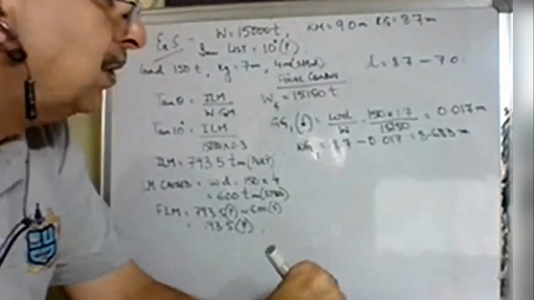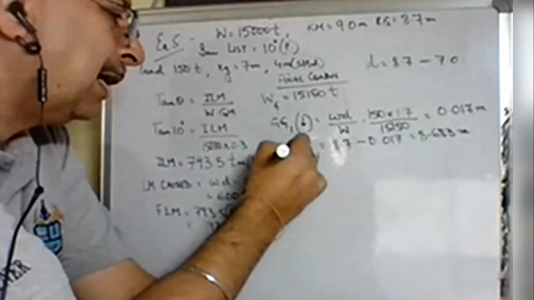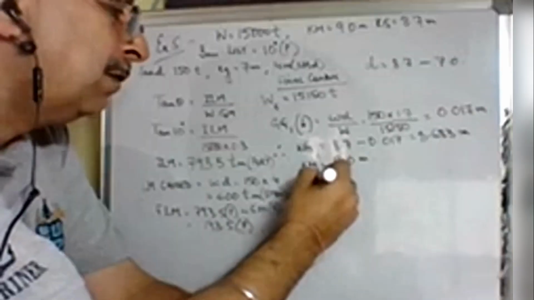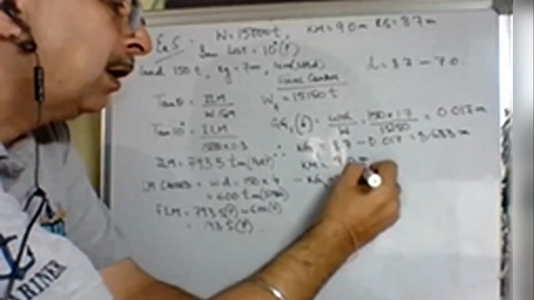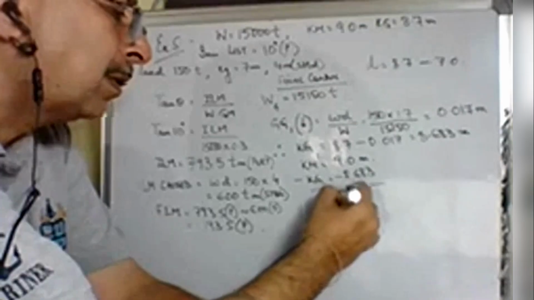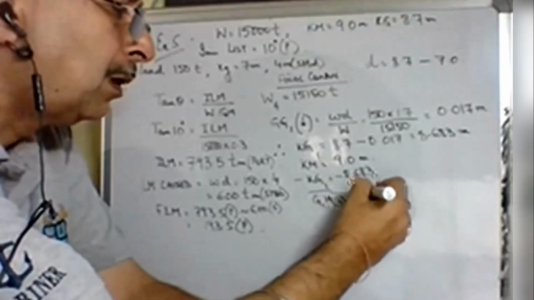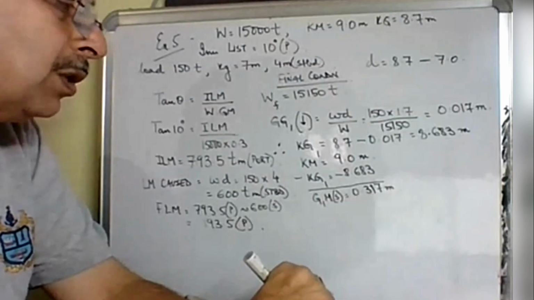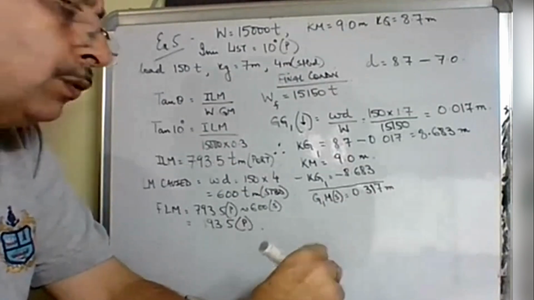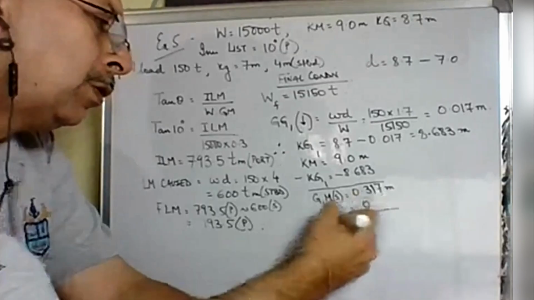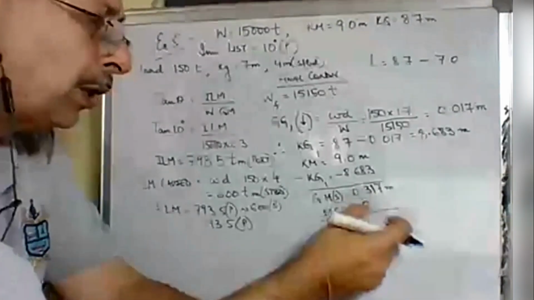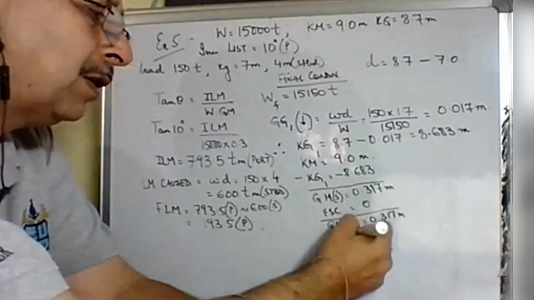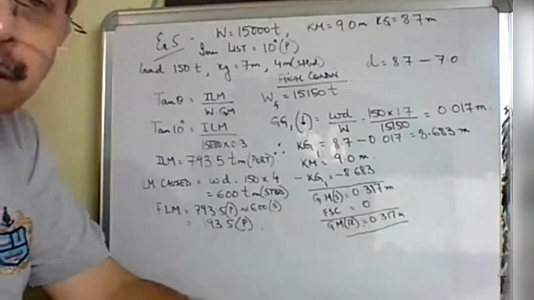8.683 is the KG1. So now having done that, let us start with KM. KM was 9 meters minus KG1, that is 8.683, gives me G1M solid 0.317. FSC is not mentioned in the question, so therefore FSC is 0. So GM fluid, I can write it as GM also. I don't need to write G1M, it's the same thing. 0.317 is the fluid GM of the vessel.